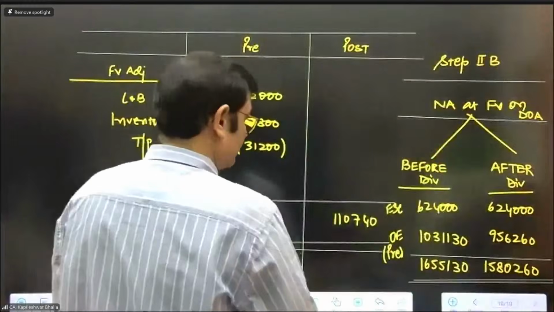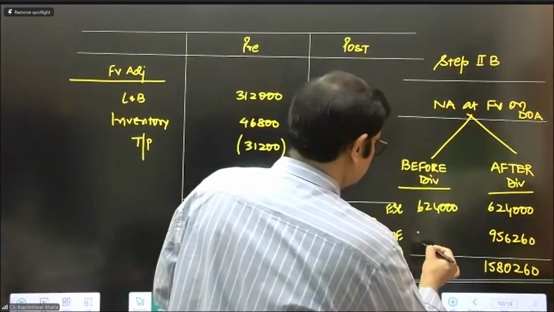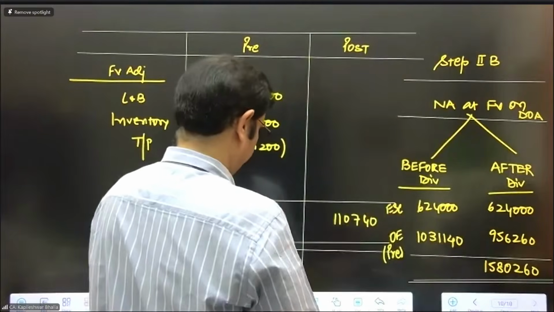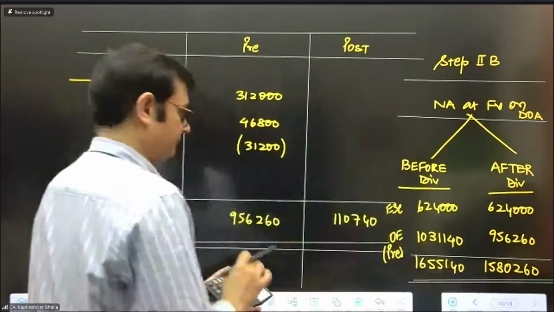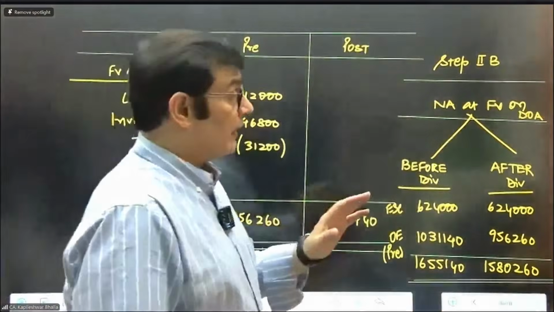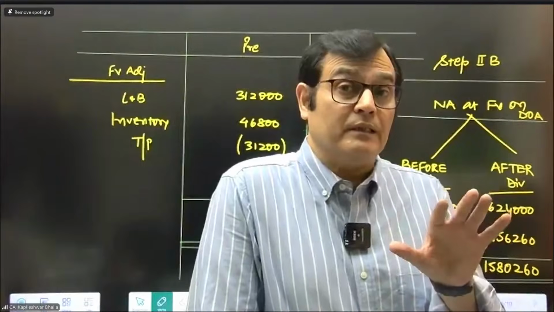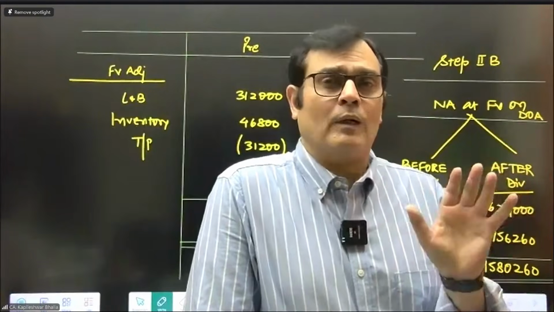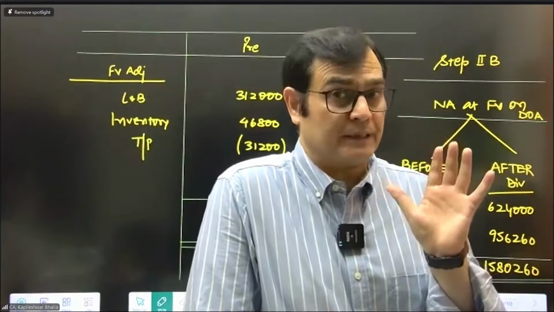This is slightly 10 rupees more. This is 10,31,140. This is 1655,140. Right. Once we get this information, again I say it's a good idea that when you are given a dividend in the question, in step number 2B, please organize one before and one after dividend. Life will become very simple as we proceed to the further steps.